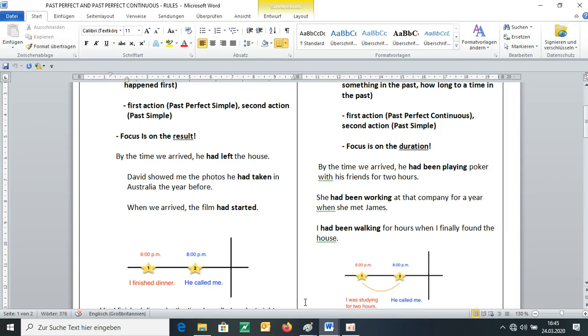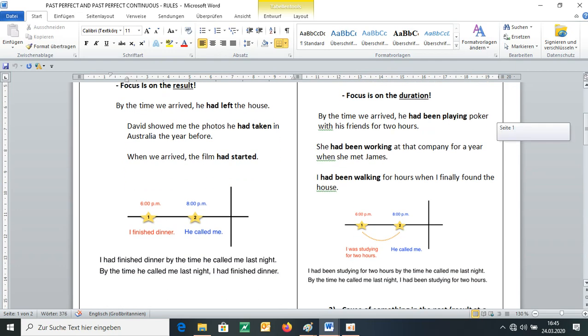Now we can look at another example. I had been studying for 2 hours by the time he called me last night. So here I was studying for 2 hours from 6 to 8 p.m. I started at 6. I was studying for 2 hours until action number 2, he called me last night, came in.